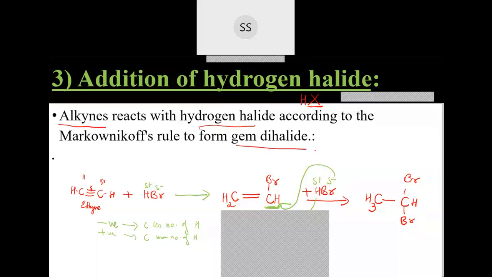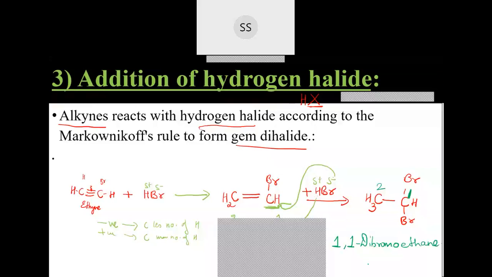Now you can name this final compound also. Number them first. This will be the first carbon and this would be the second, because you have the prefix attached to it. At the first position you have two bromine atoms attached. So it is 1,1-dibromo, then two carbon atoms is called ethane.